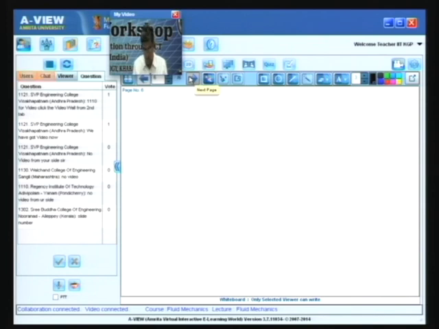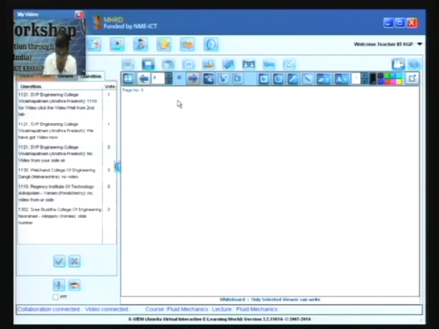Next, before studying fluid mechanics, we must know one thing, what is known as continuum.